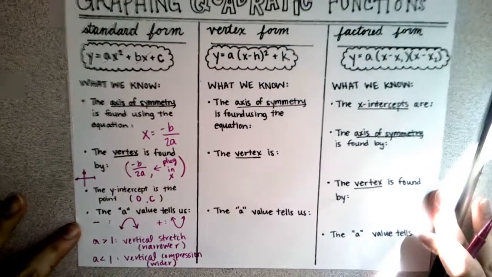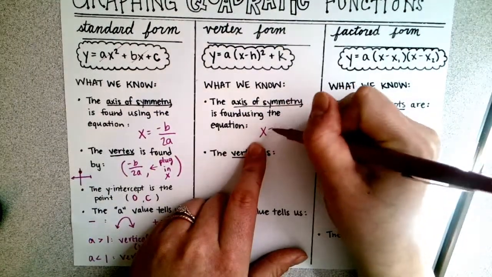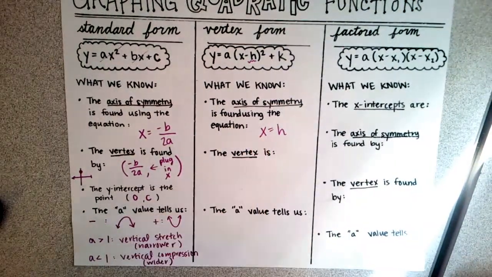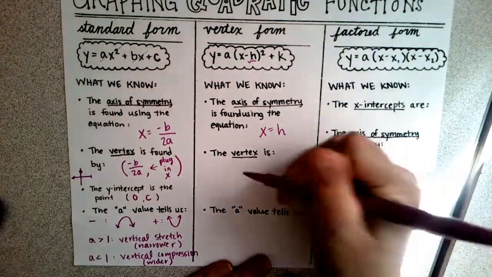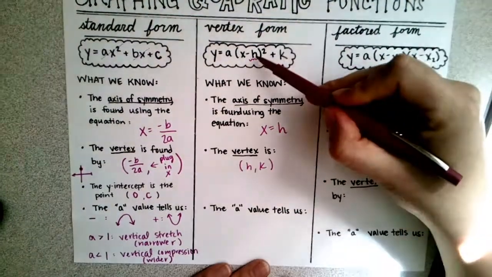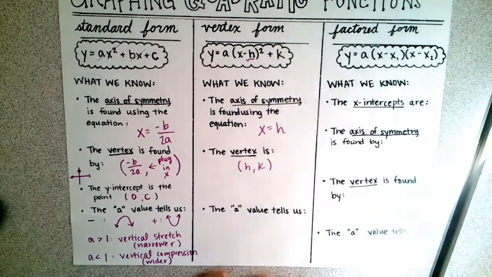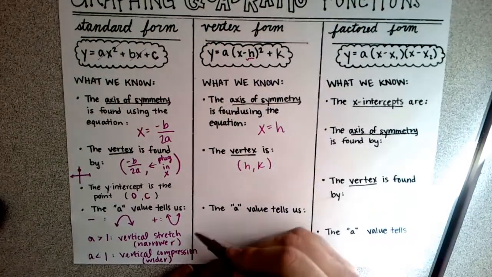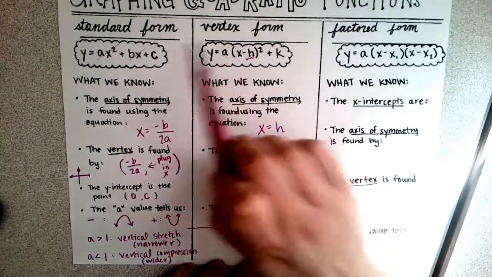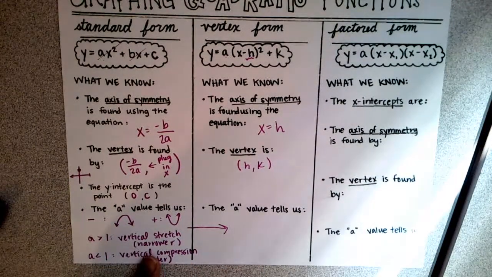In vertex form, we can find the axis of symmetry using the equation x equals h. So just the opposite sign of the number that is with the x in the parentheses. And then the vertex is the point (h, k). The opposite sign of the number with the x, and then the k value is the number added at the end. And I'm not even going to rewrite this because the a value in vertex form means the exact same thing as the a value in standard form. So all of these things are still true.